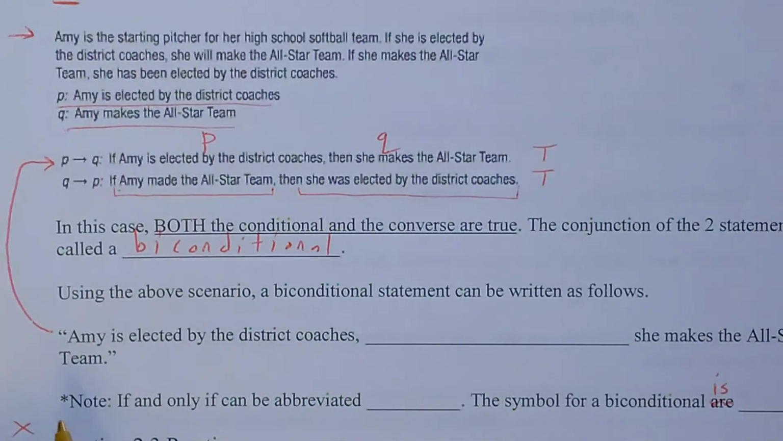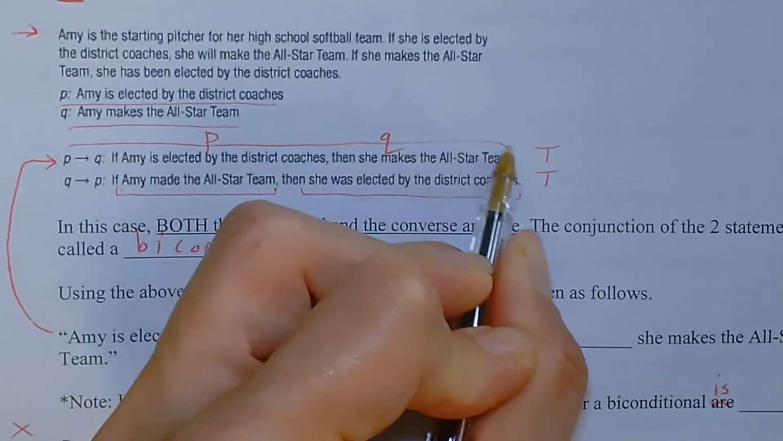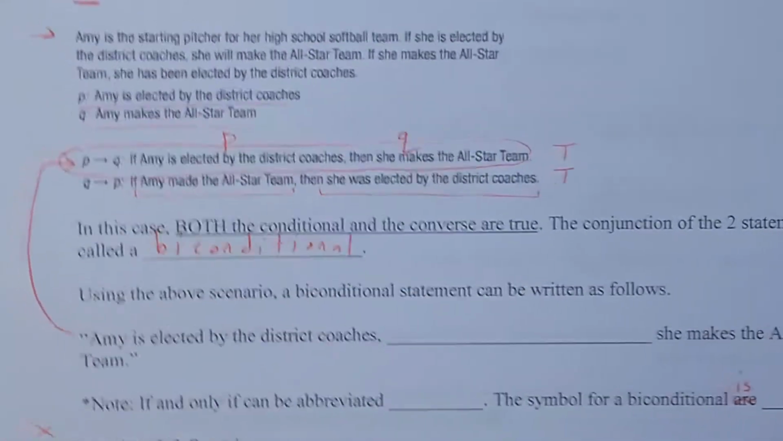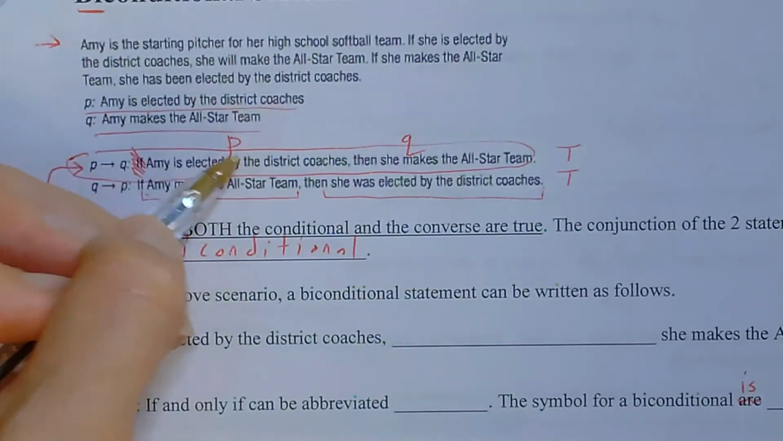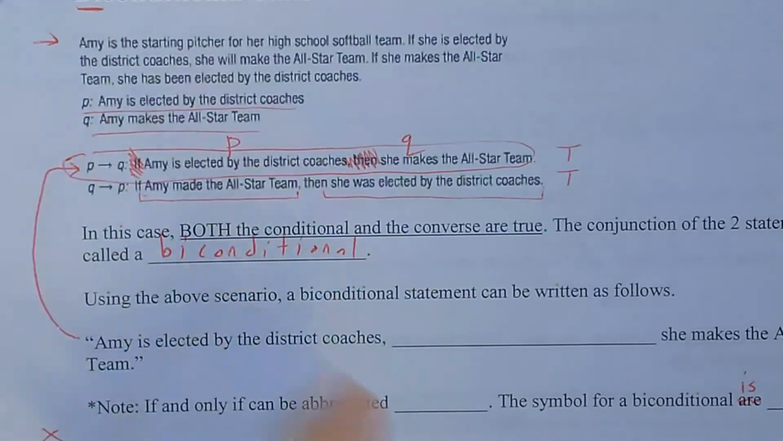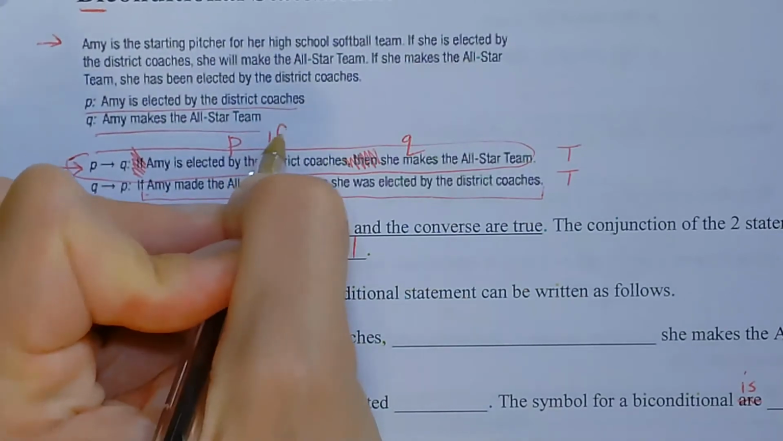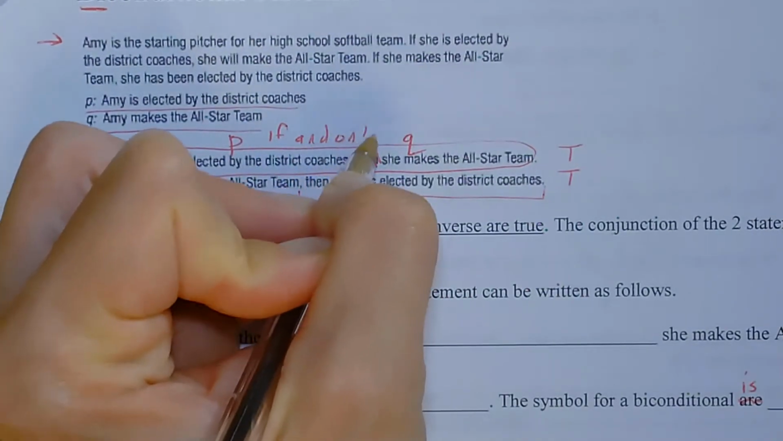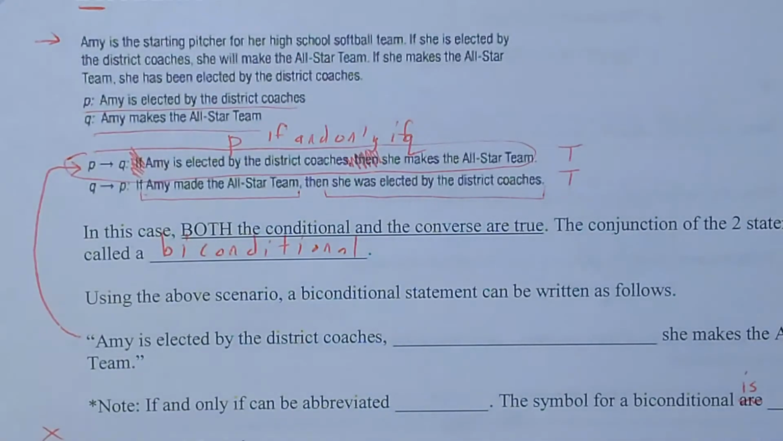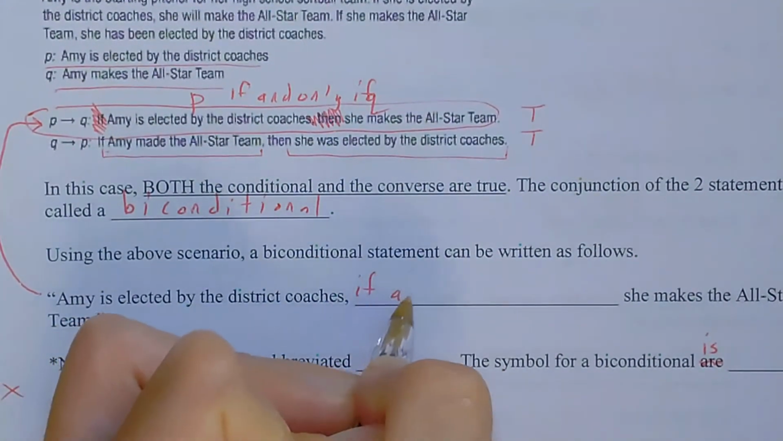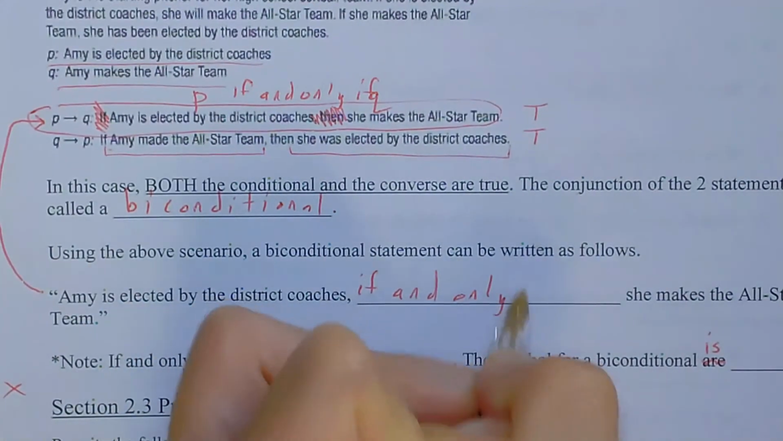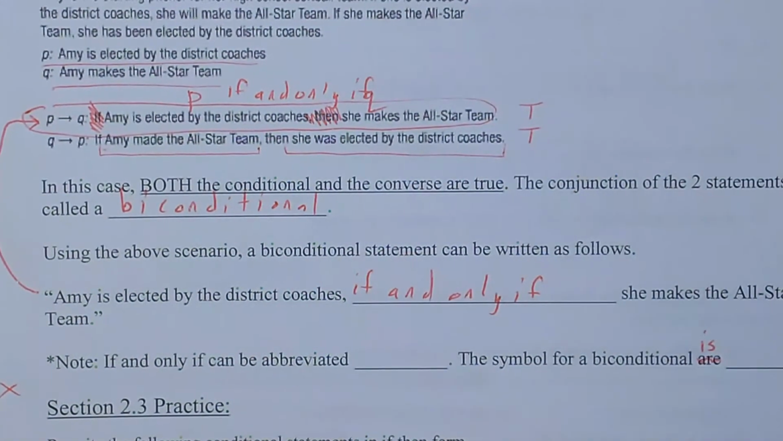So here's what we're going to do. We're going to go to the original if-then statement. So go up to the top one. I would like you to cross out the if, and I would like you to cross out the then. And in the middle of this statement, we are going to add the words if and only if. And that is going to be what turns it into a biconditional. Okay, so here's what it would sound like without the if-then. Amy is elected by district coaches if and only if she makes the all-star team.